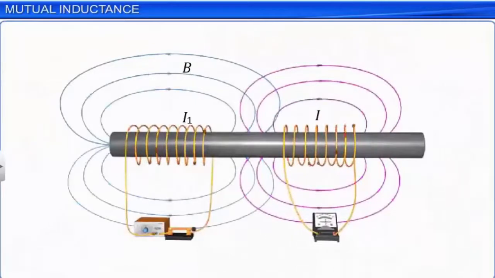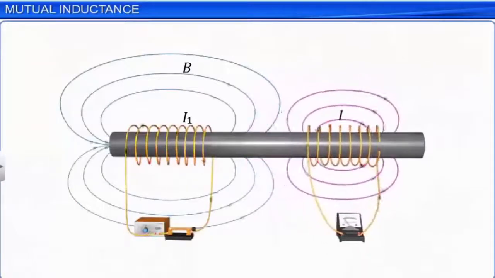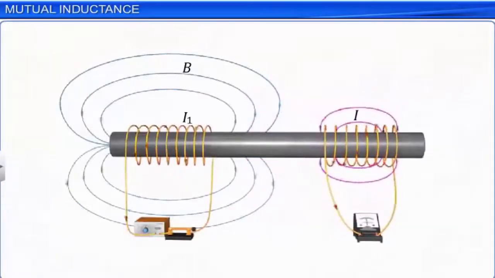As a consequence of the increasing flux, a current is induced in the secondary coil. The current induced in it increases as it moves towards the primary coil. Let the current induced in this coil be I. When the secondary coil moves away from the primary coil, the magnetic flux through the secondary coil reduces. As a consequence of the decreasing magnetic flux, the current in the secondary coil decreases.